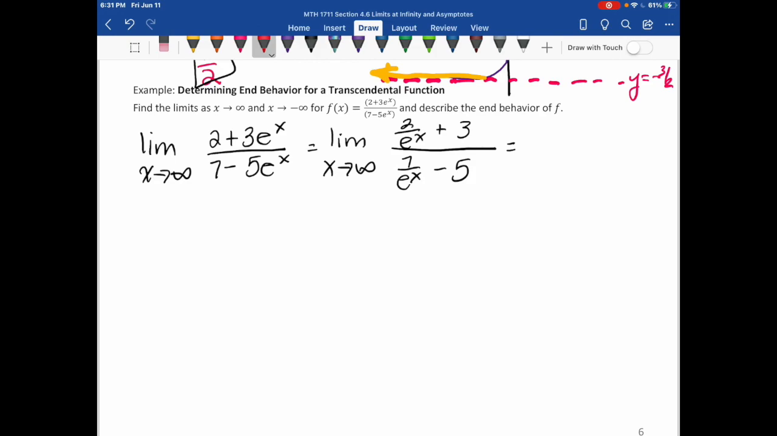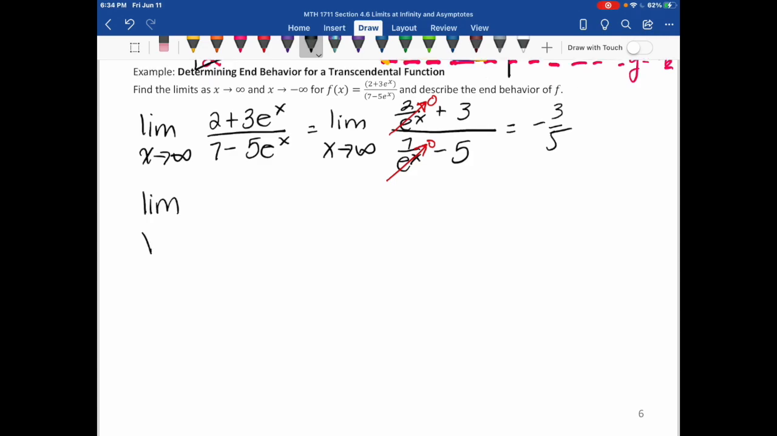Now, when I plug in really big numbers in the denominator under the 2, e to the x is going to start getting really, really big, right? If I plug in e to 100, e to 1,000,000, e to 2,000,000. As that x gets bigger and bigger, the denominator gets bigger and bigger. So the whole fraction gets smaller and smaller, where this goes to 0 and this goes to 0. So the limit as x goes to infinity ends up being -3/5.